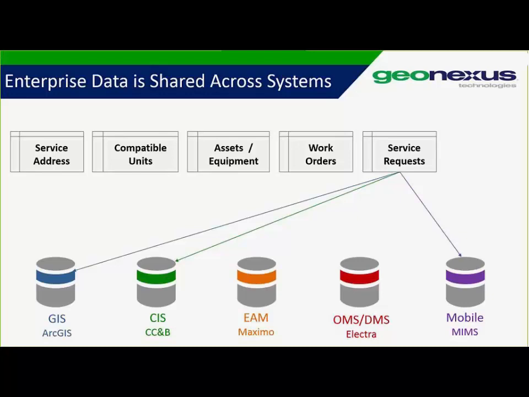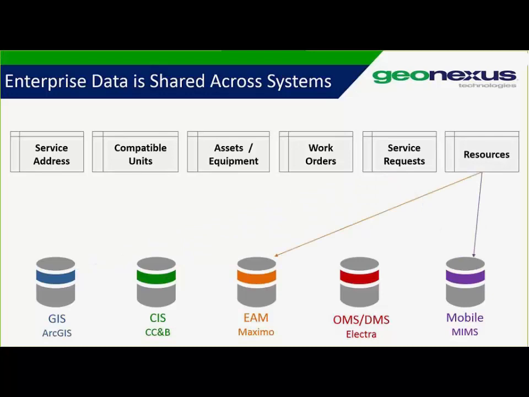Same with service requests. A customer calls in about service. Our CIS system generally tracks service requests based on the customer call, but that service request may make its way over to mobile technology so that we can go and do some investigation, troubleshooting. That service request may need to be in our GIS system so we can track the proximity and route most efficiently to that service request.